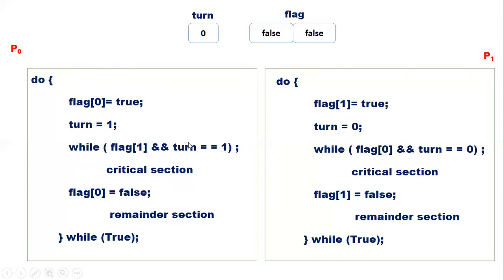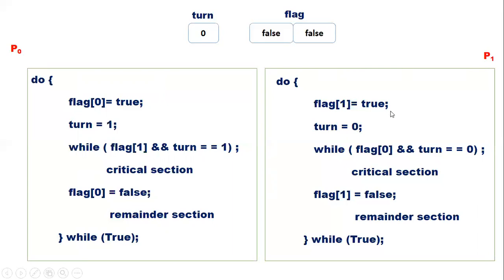So if any one of the conditions is false, that means if flag of 1 equal to false, it means P1 does not want to enter the critical section. Turn equal to 0 means it is the turn of process P0. So if any one of the conditions is false, then this loop will exit and process P0 can execute its critical section. So after executing the critical section, it sets its flag of 0 to false, indicating that its critical section is free. The other process can enter the critical section. So after this, it executes the remainder section.